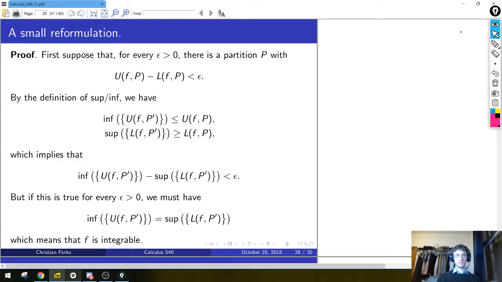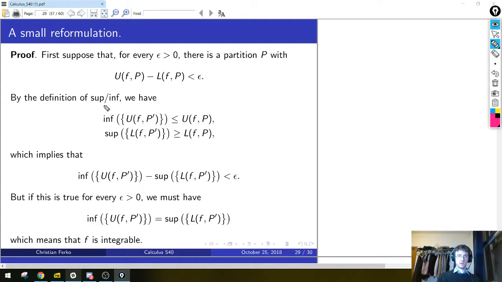So how do we prove that? Okay, suppose it's true that for every epsilon I can find a partition such that the upper sum is within epsilon of the lower sum. Now, by the definition of sup and inf, this is where I'm being sloppy, this is the infimum of the set of all upper sums U(f, P') such that P' is some other partition. So this is running over all partitions.